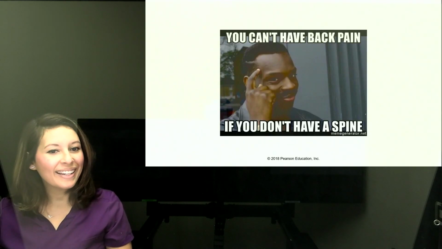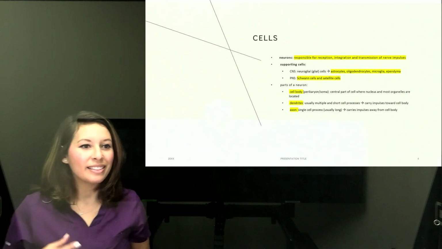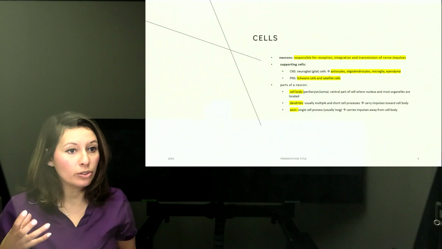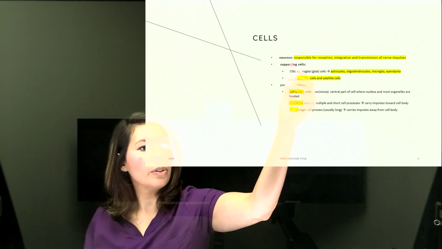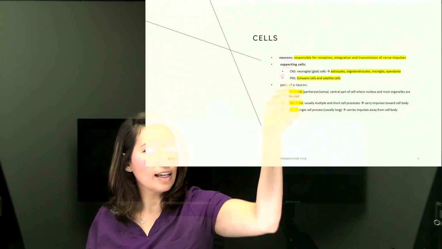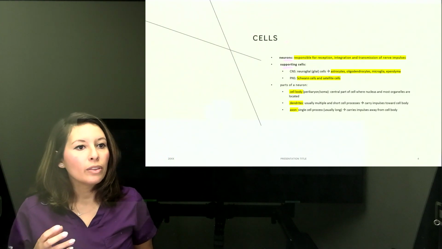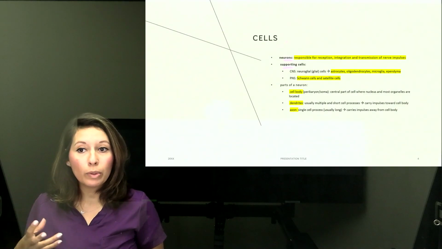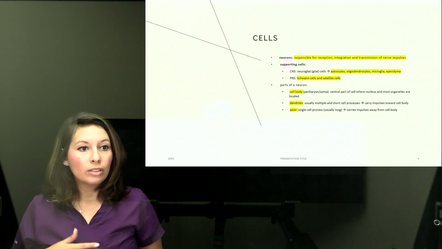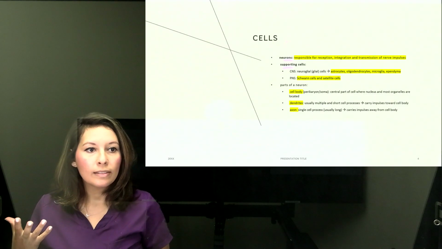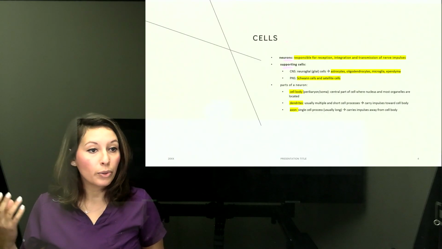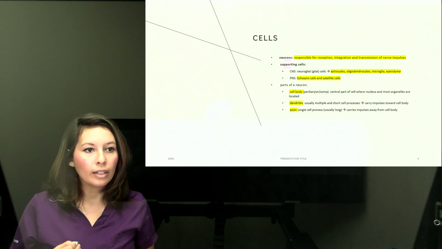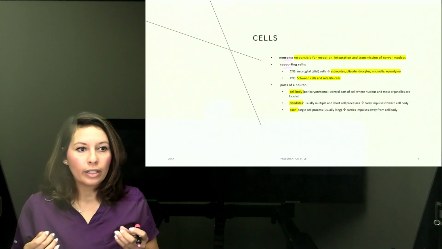And so let's go ahead and get started immediately with the cells. As part of your nervous system, we have two major cell types: the neurons and the neuroglia, also known as supporting cells. Neurons are responsible for reception, integration, and nerve impulses, aka action potentials. And the supporting cells, also known as neuroglia, are cells that protect or support neurons in different capacities.